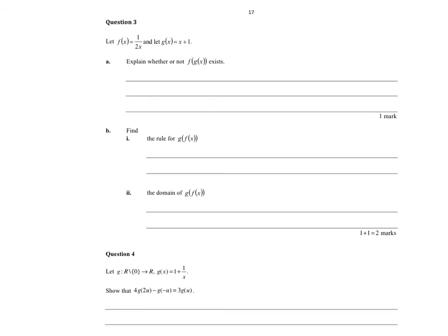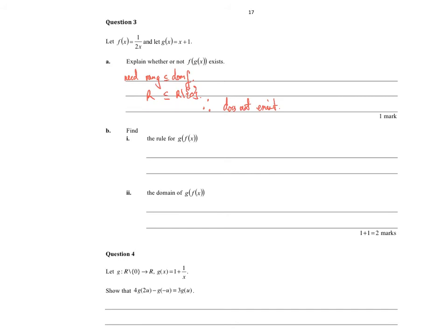Explain whether or not f of g of x exists. So I need the range of the inside to be a subset of the domain of the outside. So the range of g is R, and the domain of f is equal to R except for 0, which is not going to be true, therefore does not exist.